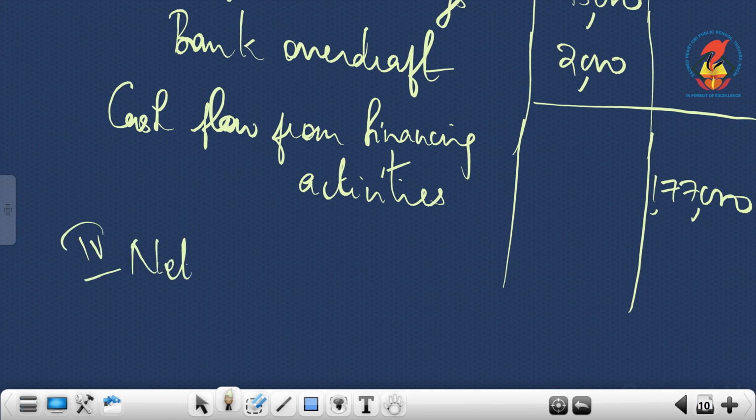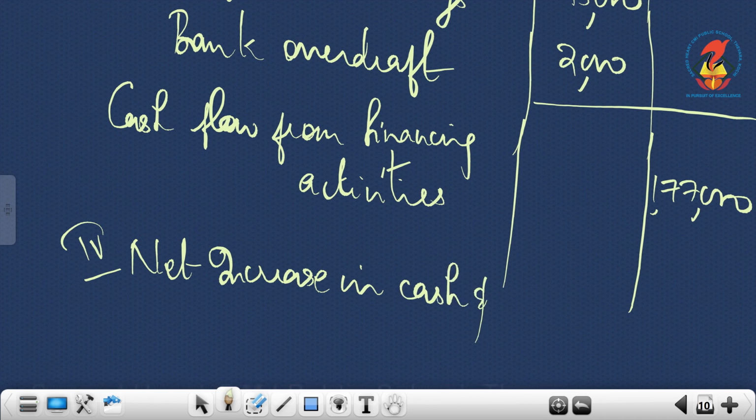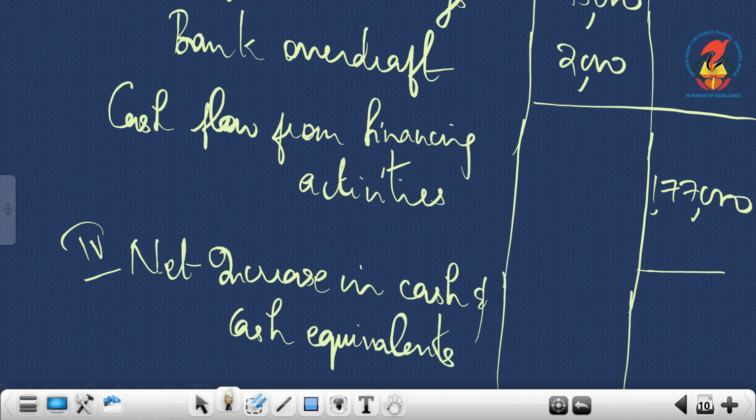Then fourth one, so 3 sections are over. Next you just add all 3 and then we will see whether it is net increase or net decrease. Here it is a positive figure, it's 5,000 which we are getting. So it is net increase in cash and cash equivalents. That is, net increase is, sorry, it's 5,000, not 3,000, it's 5,000.